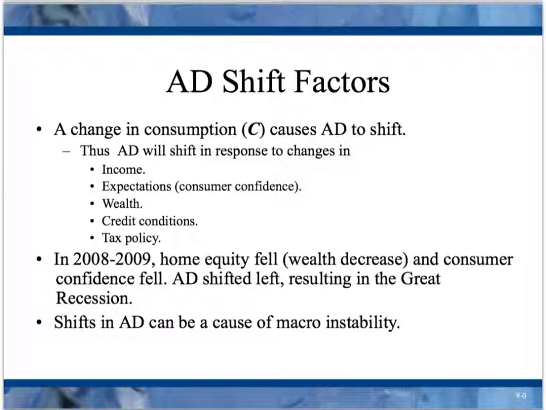What are these? Income, expectations, wealth, credit conditions, tax policy. In 2008-2009, home equity fell and consumer confidence fell. Aggregate demand shifted left, resulting in the Great Recession. Shifts in aggregate demand can be a cause of macro instability.